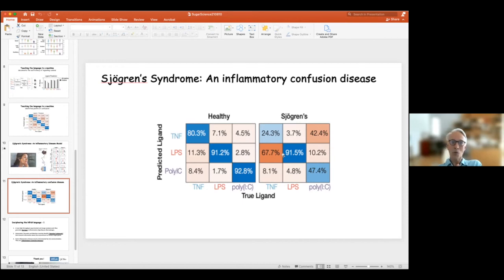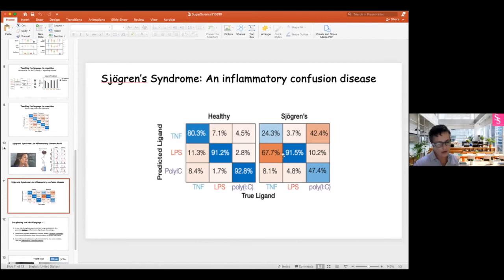And so a TNF comes from a host, from other neighboring cells, right? But LPS actually comes from a bacterium. So if you're confusing TNF and LPS, that leads to much stronger responses that are totally inappropriate.